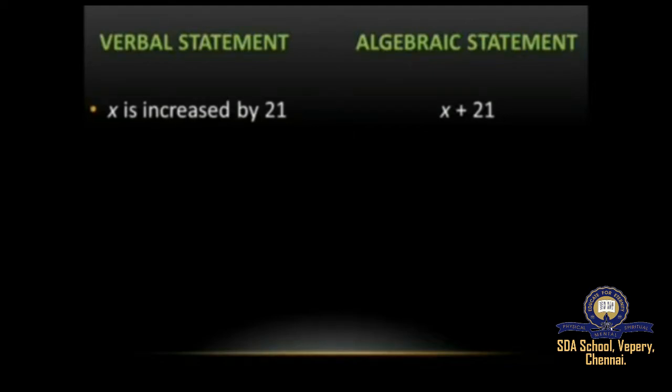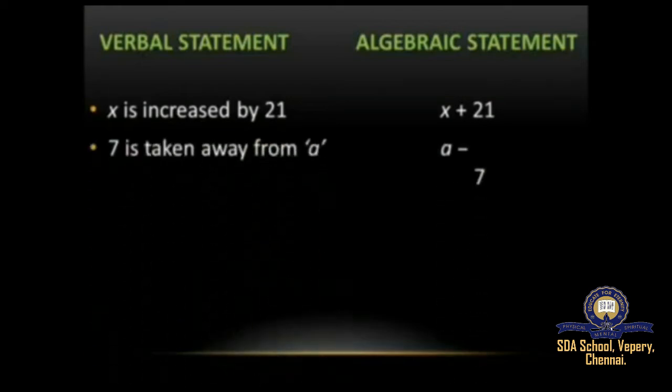Okay, so verbal statements are written as wordings, whereas algebraic statements are represented as a variable and a number. Okay, and the second one is 7 is being taken away from a. So taken away means it is being subtracted. Okay, so 7 is being subtracted from a. So you'll be writing the algebraic statement as a minus 7.